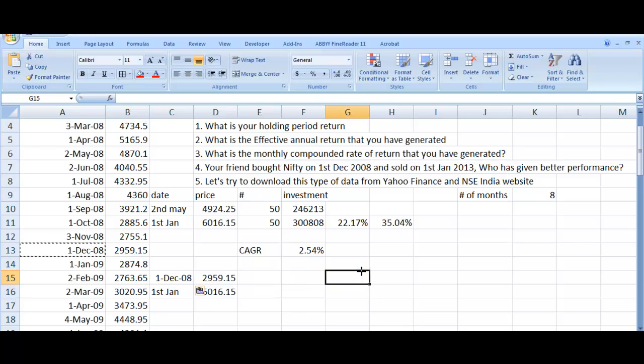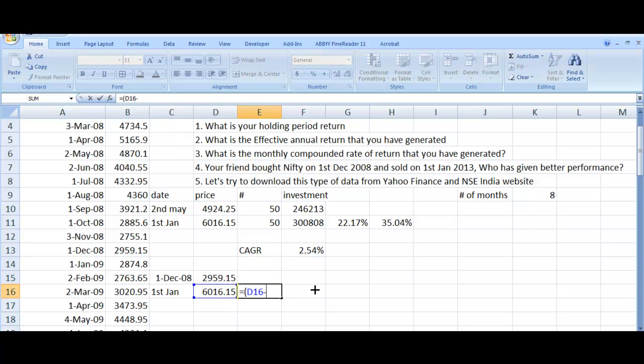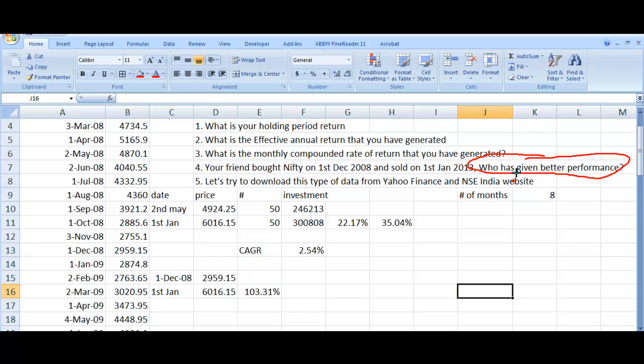We want to find out whether he has given more return or you have given more return. Now if you try to compute the return over here, this minus this divided by this, and if you get it in percentage format, oops, he has given 103% return and you have given only 22% return. Okay, now I want to know who has given better performance. Please note that your performance is generated in a period of 8 months.